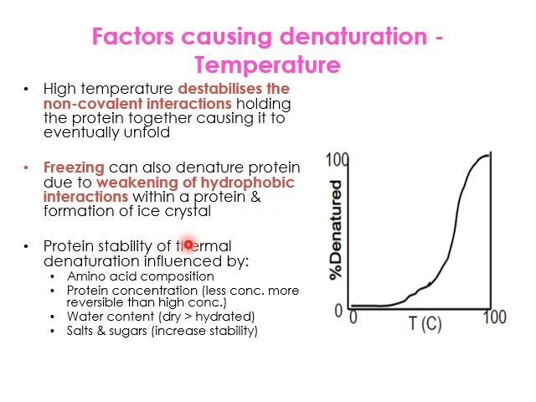Protein stability to thermal denaturation can also be influenced by the amino acid composition. If it contains more disulfide bonds, it is going to be more stable. Protein concentration can also affect the denaturation level. Less concentrated protein allows the denaturation to be more reversible than high concentration.